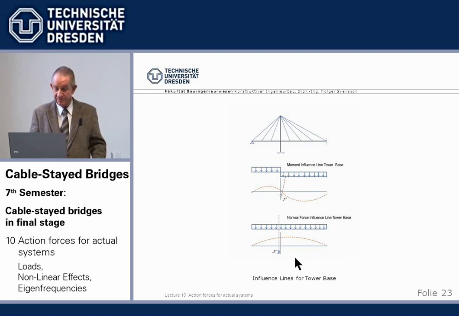That's easy. Now the normal force influence line, of course, I have to cut the tower, move it up by 1, and then the deformation here gives me the influence line.